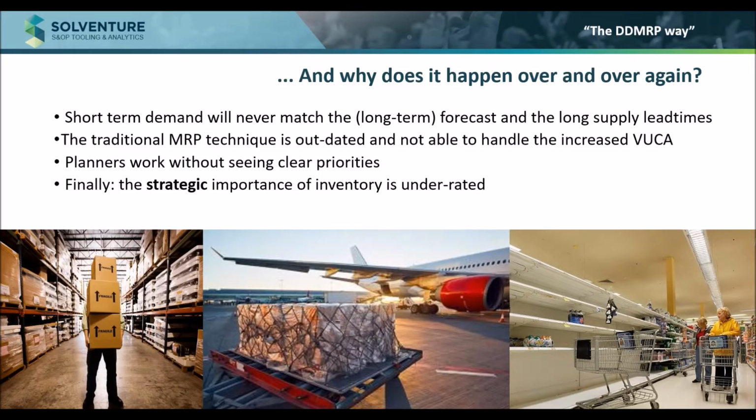And then secondly, why does this type of thing happen over and over and over again? So, well, one of the triggers definitely is that the short-term demand, which we all face, customer orders that arrive, will never match the long forecast and the long supply lead times that we have. So how do supply chains handle that? Well, they typically, and most of the big companies rely on the MRP logic from the 70s.